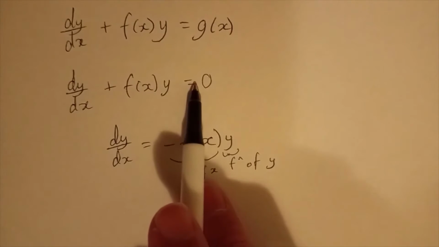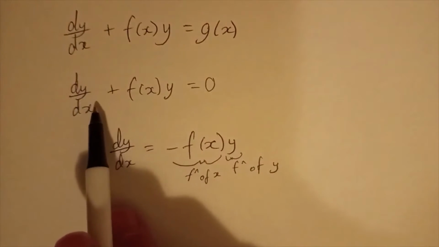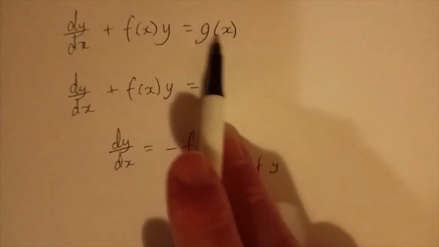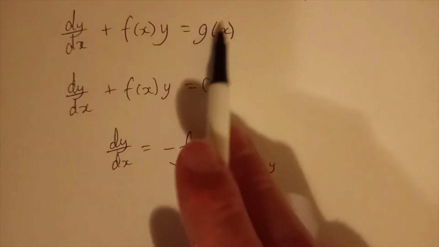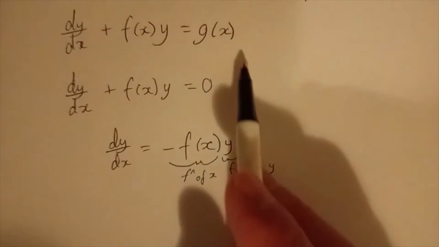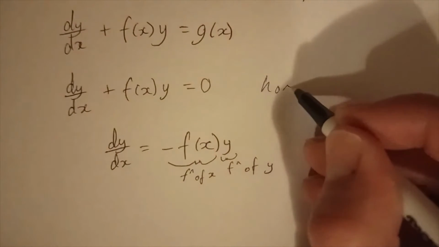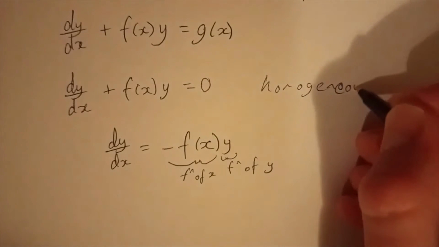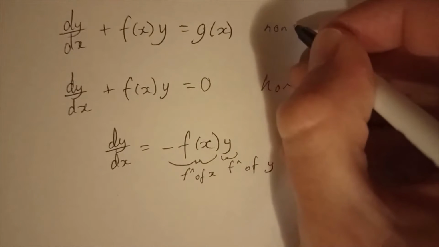So we know how to solve this equation, and this equation here is like it but with this non-zero, or not necessarily zero, term or set of terms on the right hand side. So we know how to solve this homogeneous equation, but not necessarily yet how to solve this non-homogeneous equation.